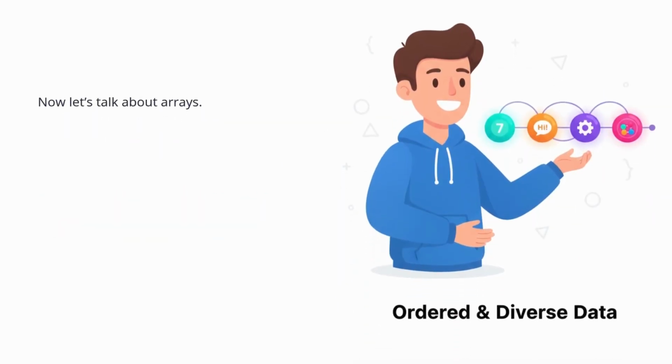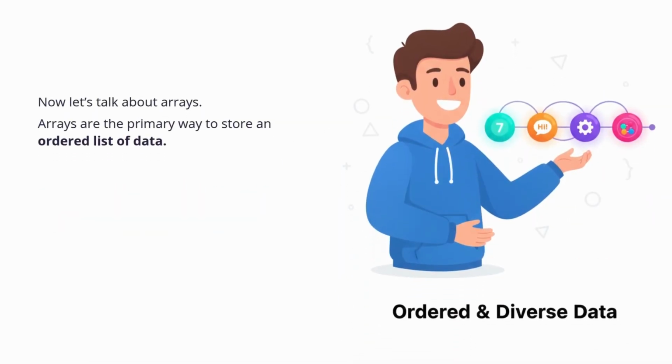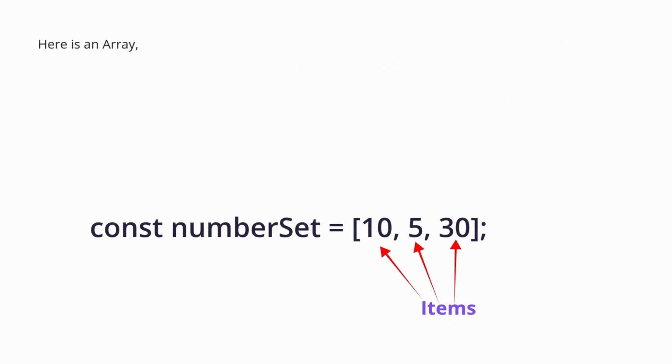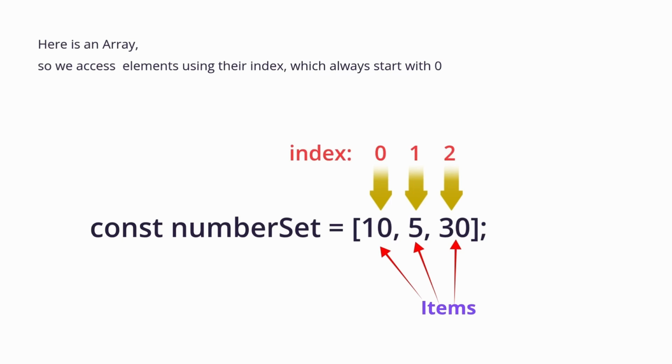Now let's talk about arrays. Arrays are the primary way to store an ordered list of data. They can hold any type: string, number, even other arrays or objects. Here is an array. We access elements using their index, which always starts at 0. If you have 3 items, the indices are 0, 1 and 2.